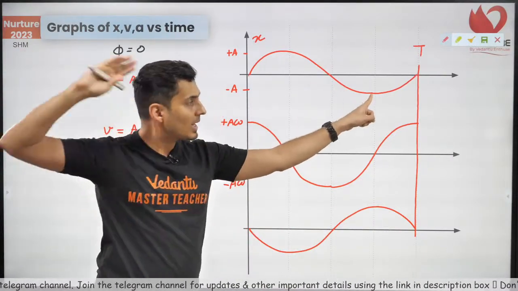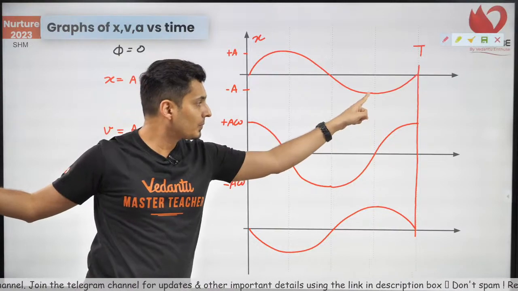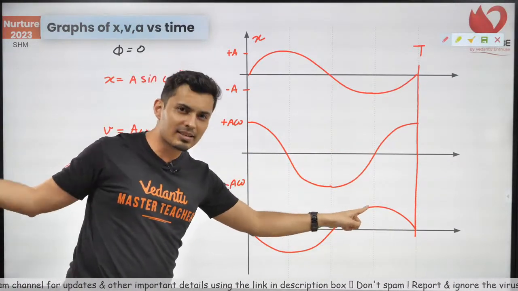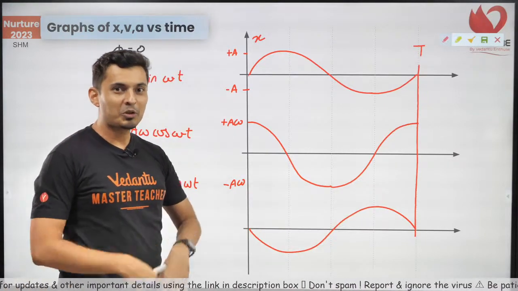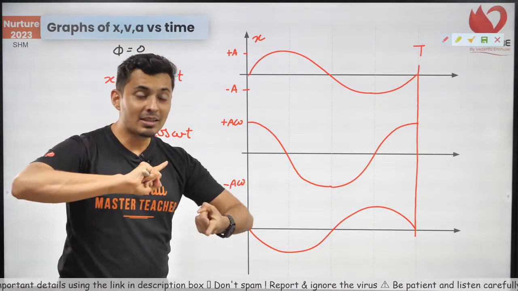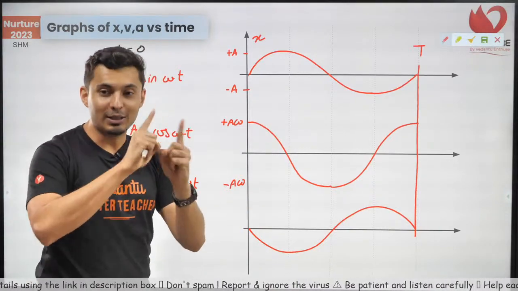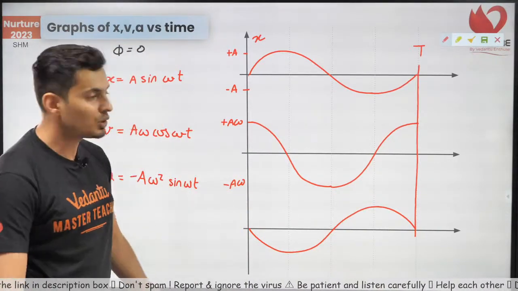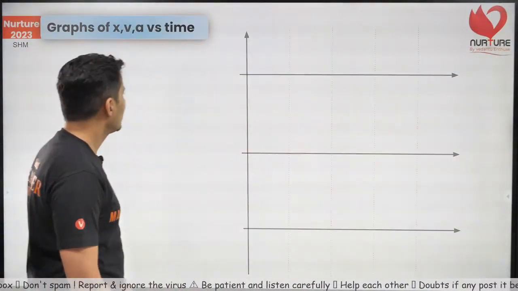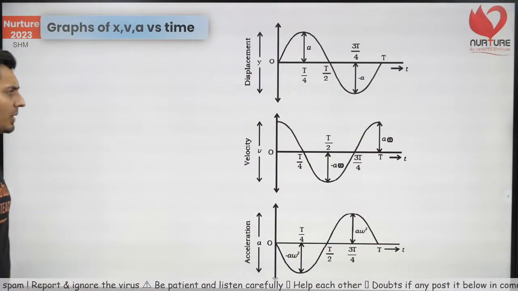When you go to the other side, the negative side, you stop over there, velocity is 0. That time also the acceleration is maximum. So velocity and acceleration are not maximum at the same time, they are maximum and minimum at different times. That's something which you need to remember. Good enough. So that's what I have put over here for your reference.